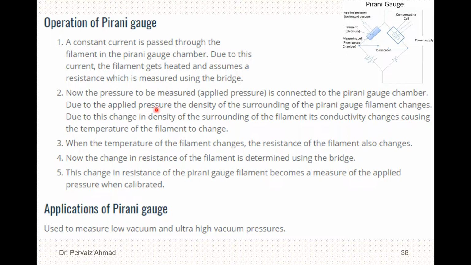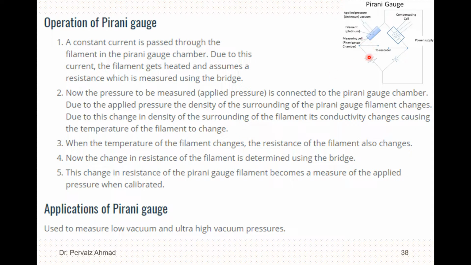Due to the applied pressure, the density of the surrounding of the Pirani gauge filament changes. I mean, the surroundings here of the filament. So its density changes. Due to this change in the density of the surrounding of the filament, its conductivity changes, causing the temperature of the filament to change. Let me repeat the process again.